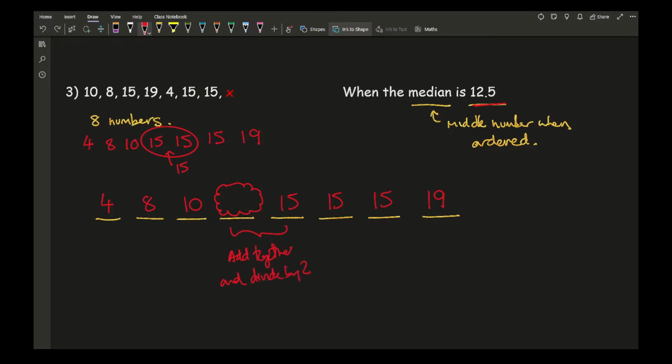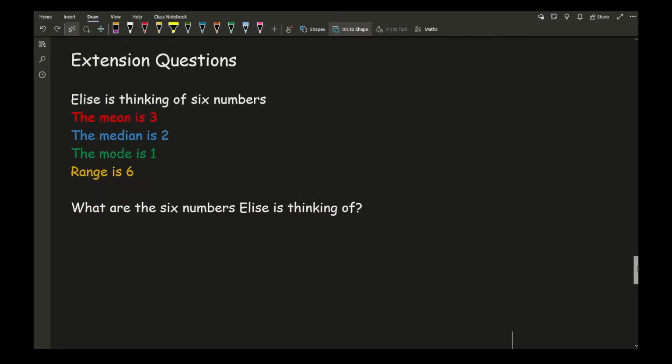So I've got 15 plus x divided by 2, and that's going to give me an answer of 12.5. So if I look to reversing this, let's say we're going to times by 2, so I get 15 plus x is going to give me 25. And then what plus 15 gives you 25? Well, the opposite of adding 15 is to take away 15. So x equals 10. So that therefore means that my missing number is going to be 10.